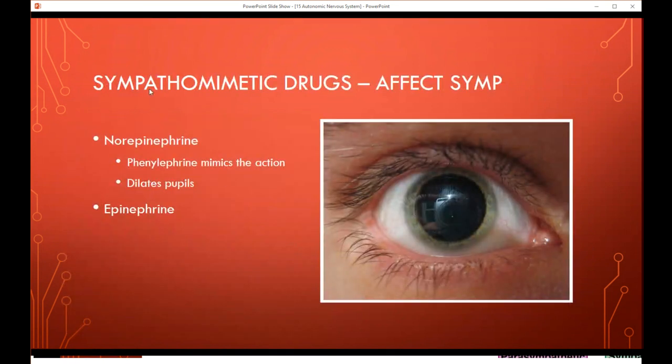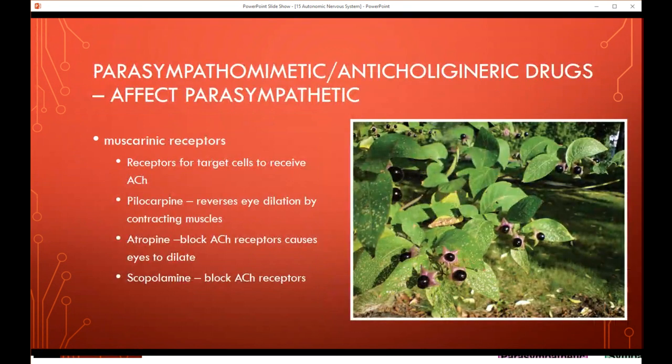We also have what are called sympathomimetic drugs. They affect our sympathetic nervous system, and one of them is called phenylephrine. Maybe you've heard of Sudafed. It's very similar to that medication Sudafed. And the phenylephrine is actually going to mimic the action of norepinephrine, and it can cause us to dilate the pupils.